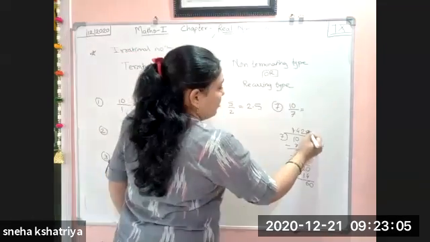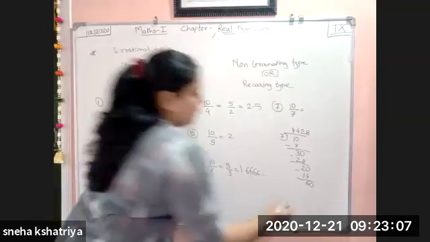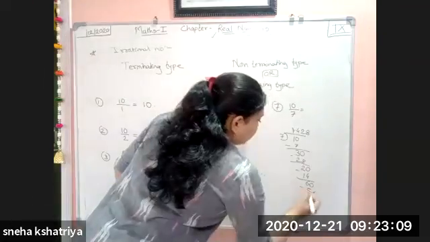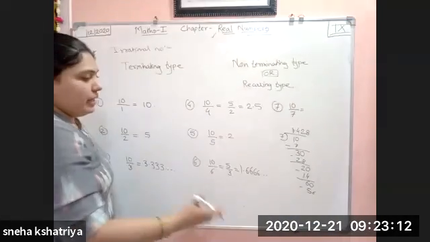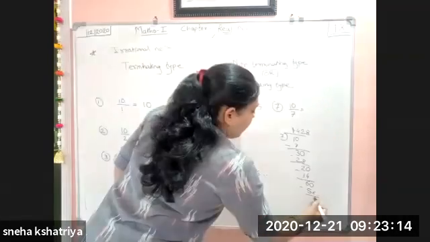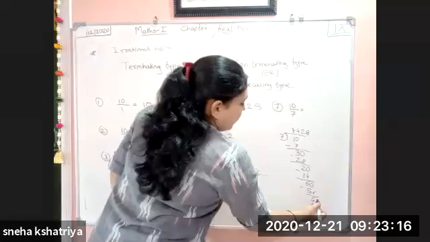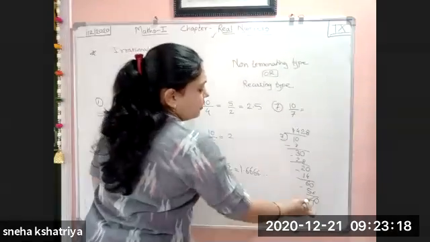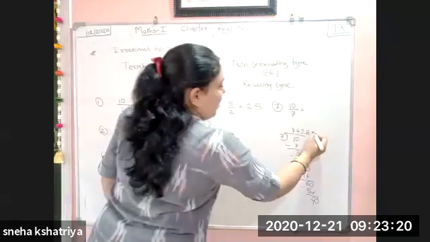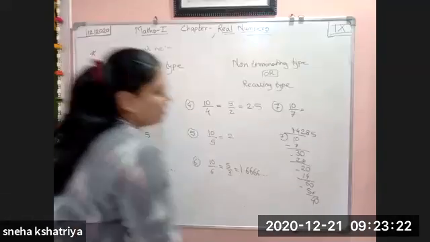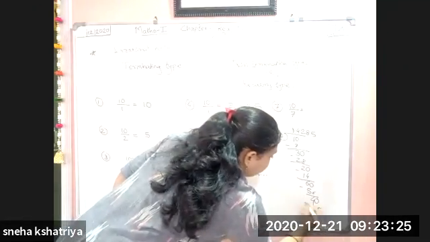7 eights are 56. Right? 7 sevens are 49, 7 eights are 56. Again 4 remaining, so take a 0. 40. 7 fives are 35.